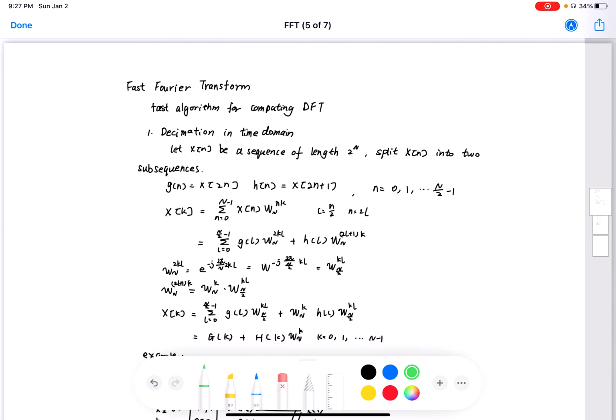Let x[n] be a sequence of length N, where the length is a power of 2. Then we split x[n] into two subsequences. The first subsequence is the even indexed points in x[n], and the other subsequence is the odd indexed points in x[n].